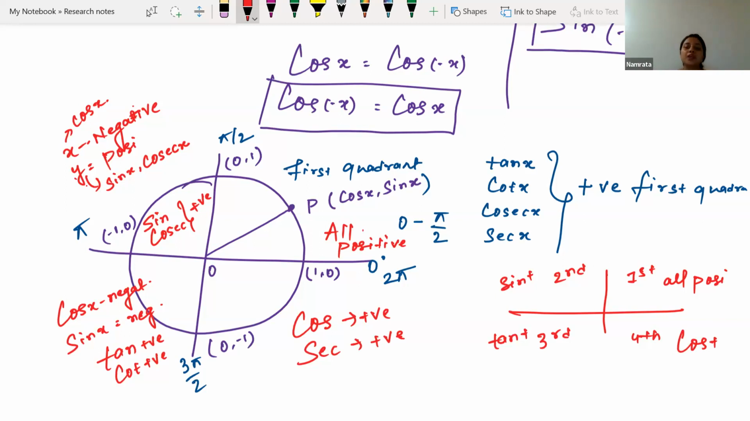And if you don't know, you can say: Add Sugar To Coffee. Add means all positive. Sugar means sine positive. To means tan positive. Coffee means cos positive. You can learn this method to just keep it in mind. Add sugar to coffee: first, second, third, fourth. Add means all positive in the first quadrant. Sugar means sine positive in the second quadrant. To means tan positive in the third quadrant. And coffee means cos positive in the fourth quadrant.